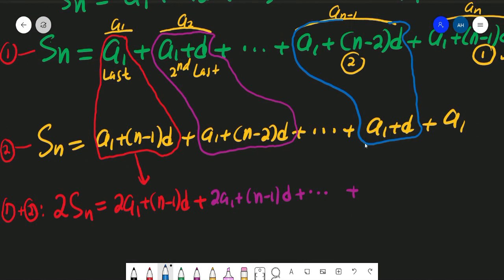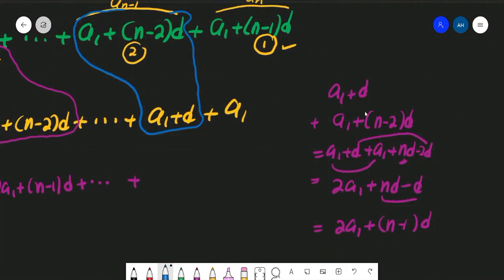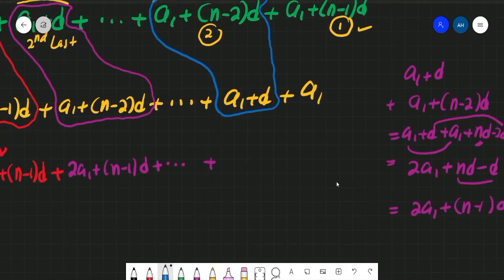Now a1 plus d is down here. For this term we have a1 plus d up here. Below here we have a1 plus n minus 2 times d, which is the same thing up here. So when we add this with this, it's the same thing we did here, so the answer will still be the same. That is 2a1 plus n minus 1 multiplied by d.